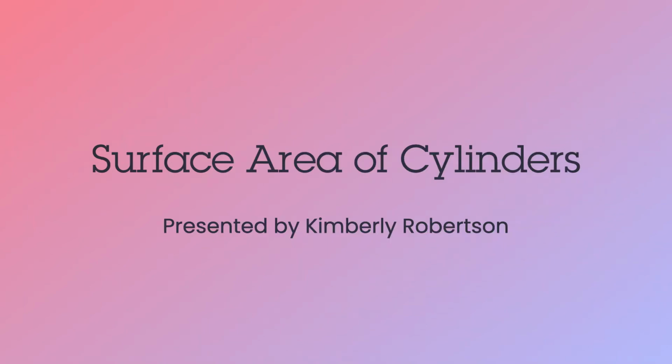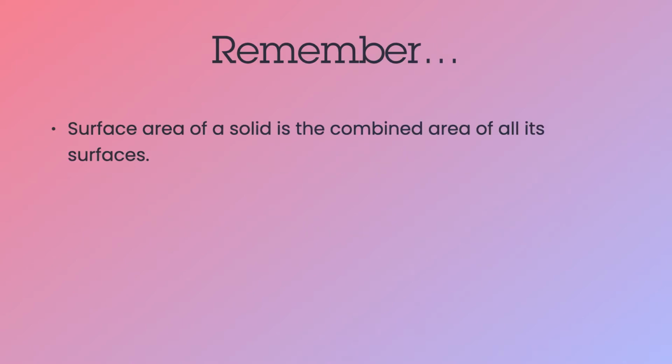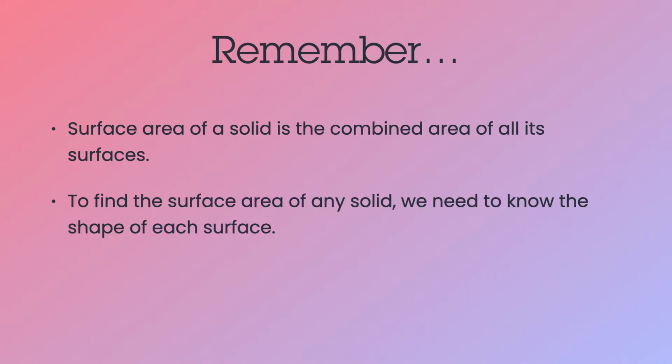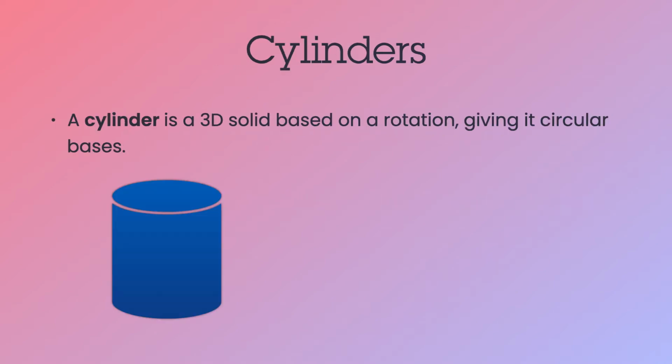Welcome. Today we're talking about how to find the surface area of cylinders. So remember, surface area of a solid is the combined area of all the surfaces. And to find the surface area of any solid, we need to know the shape of each surface. So a cylinder is a three-dimensional solid based on rotation, which gives it circular bases.